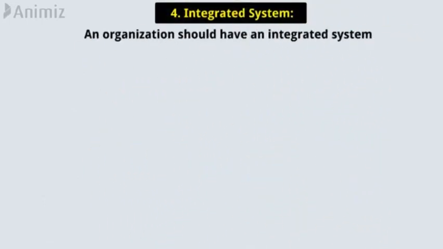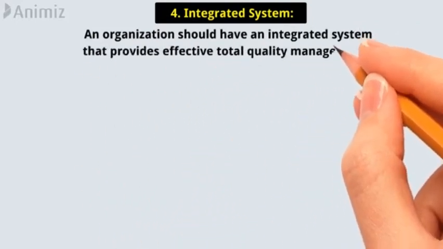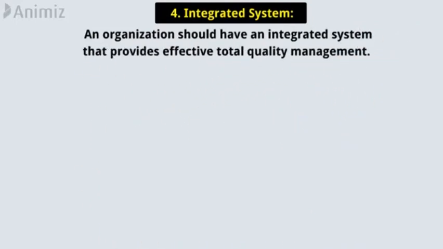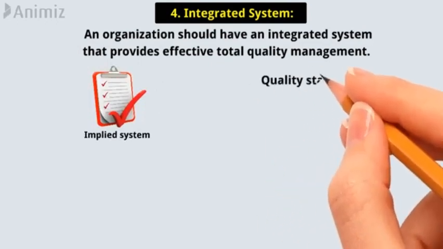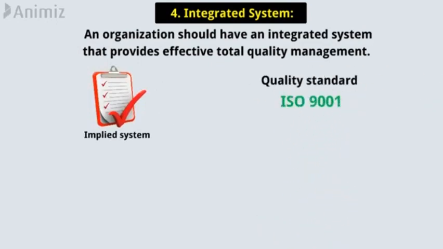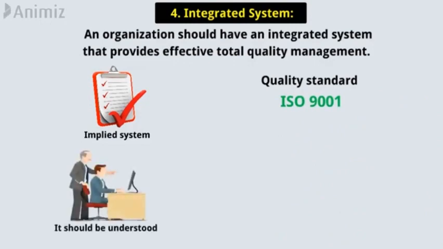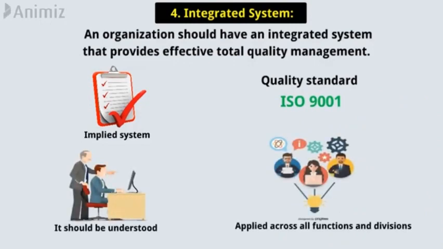4. Integrated system. An organization should have an integrated system that provides effective total quality management. This may be an implied system, or one based on a quality standard such as ISO 9001, but it should be understood and applied across all functions and divisions of the organization.